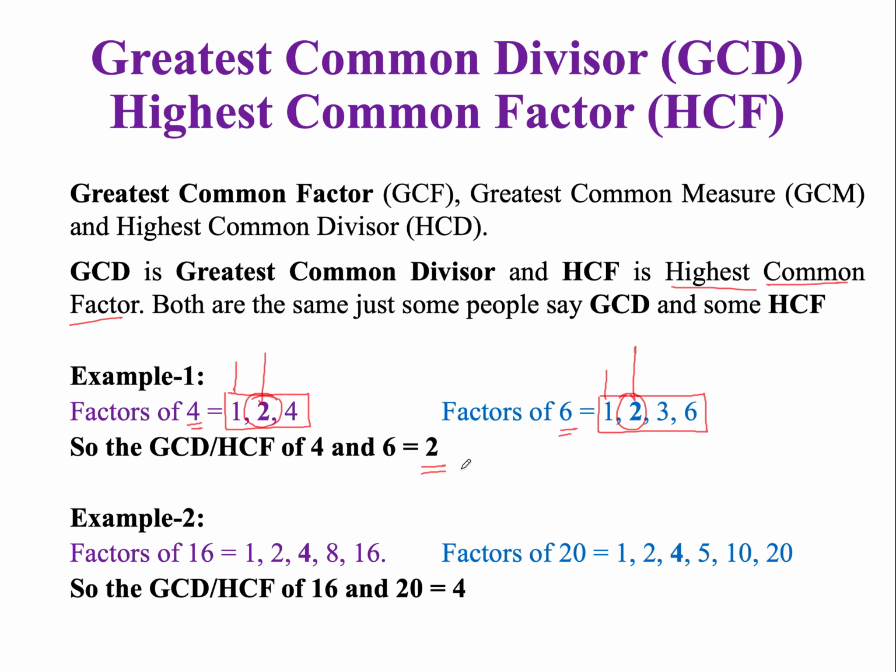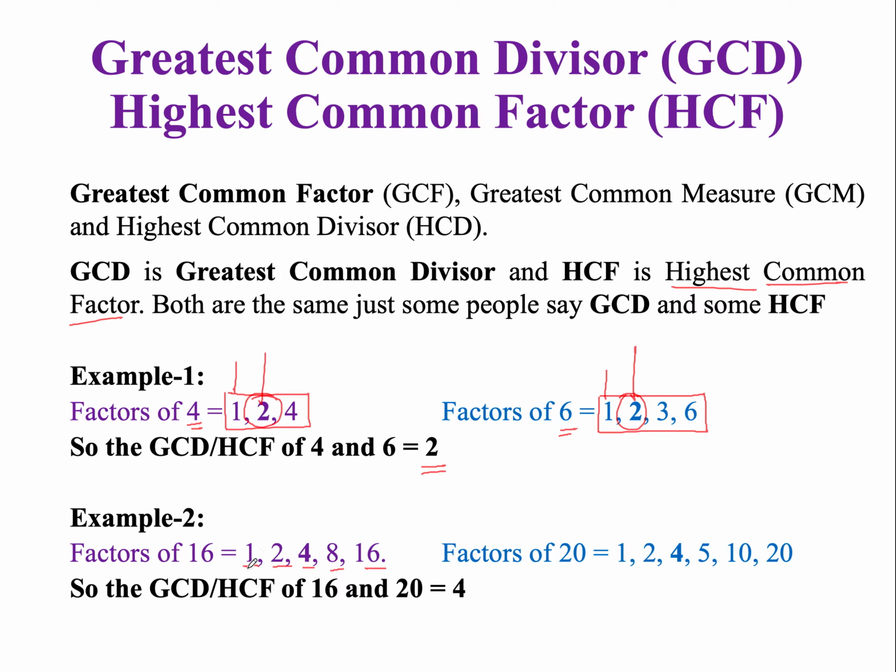Now, the highest common factor in short can be explained as the biggest number that can divide all the numbers given in the set without leaving any remainder. So once again, let's look at another example. Now we have taken two numbers, 16 and 20. The factors of 16 are 1, 2, 4, 8, 16. Factors of 20 are 1, 2, 4, 5, 10, 20.